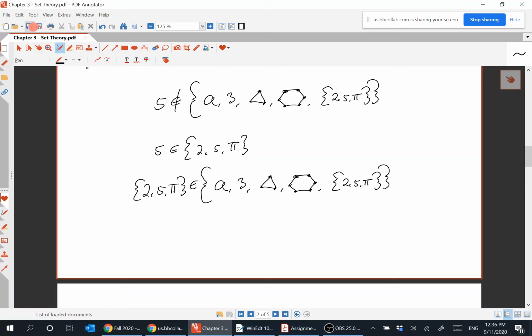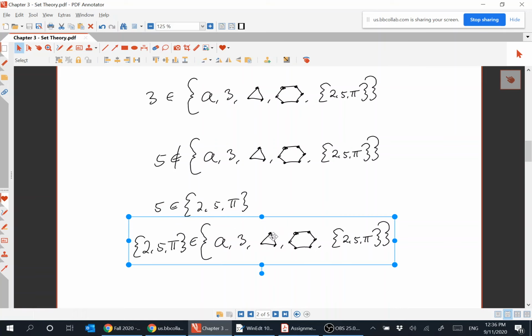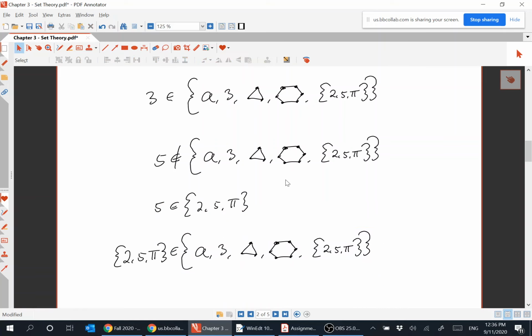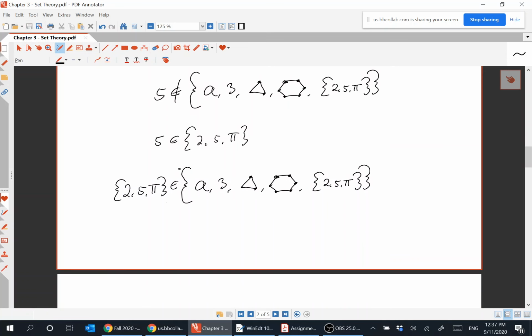Right, so sets can be elements of other sets, but the elements of the set within the set are not elements of the bigger set. So this example here is the one I want to talk about. This set is an element of this set. The number 5 is an element of this set, but the number 5 is not an element of this set. Okay, so that should be clear enough.